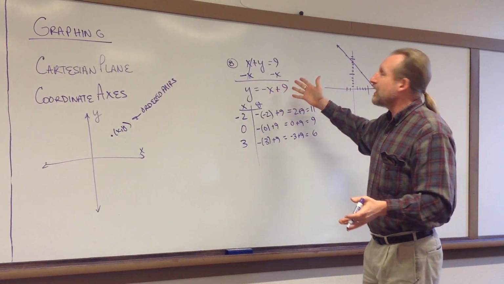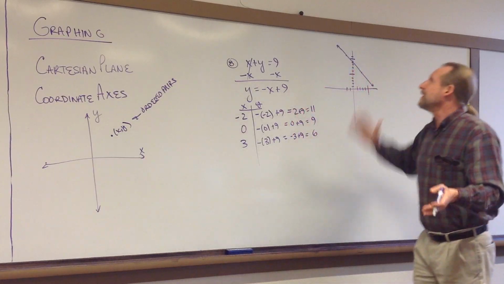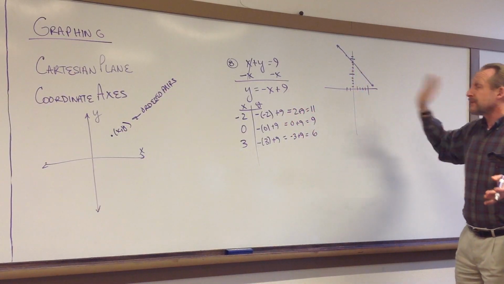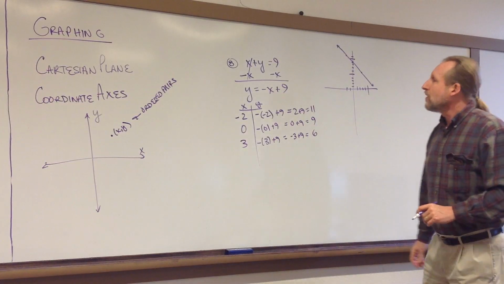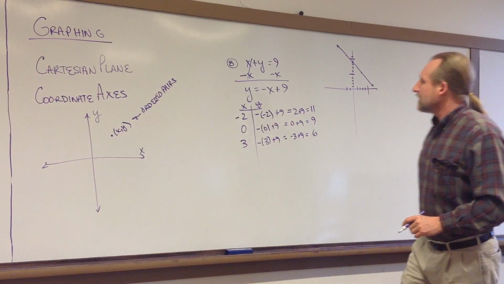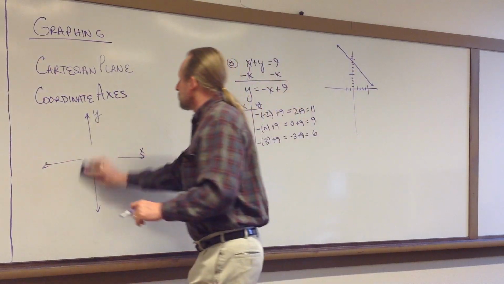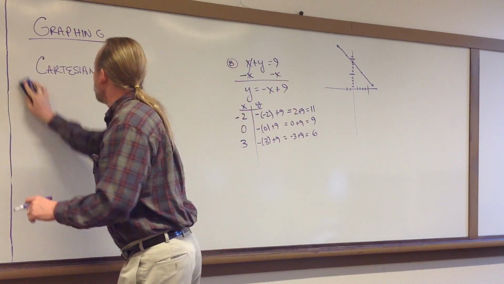This is a linear equation, and it's called a linear equation because it makes a straight line. So if it doesn't, you've got a mistake somewhere, and you should figure out where it is. Okay, let's see here. That's problem 8. Let's make some space here, and we'll keep going.